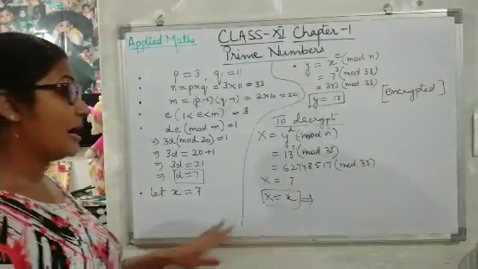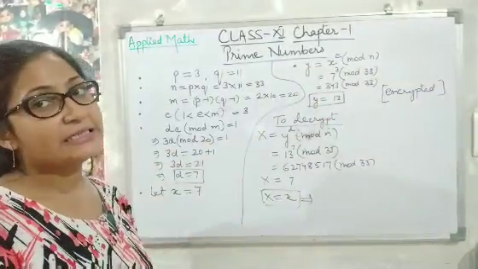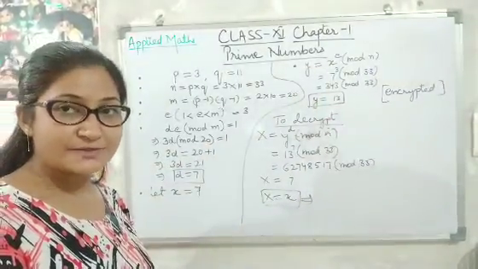So this is how you have to encrypt and decrypt the code, the numbers.